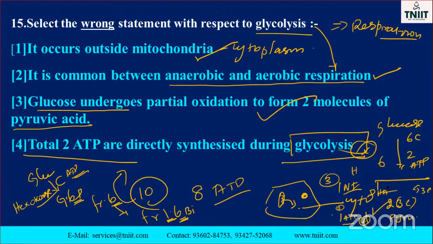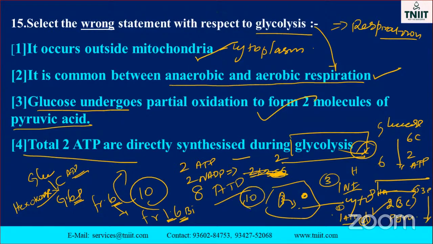Again, the dihydroxyacetone phosphate is converted to glyceraldehyde 3-phosphate. Again, it will enter the same reaction. As a result, it will also produce ATP and NADH. Total 2 ATP plus 2 NADH. So 2 NADH means 2 into 3, total 6. Here I have slight confusion. Total 10 it will come. Okay.